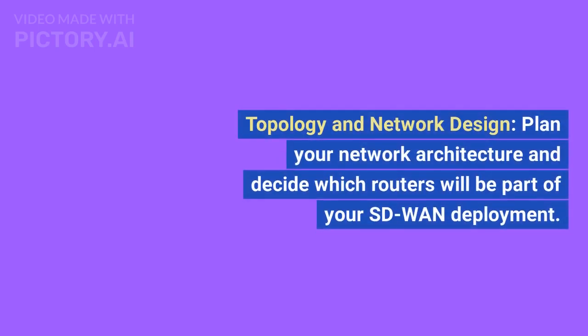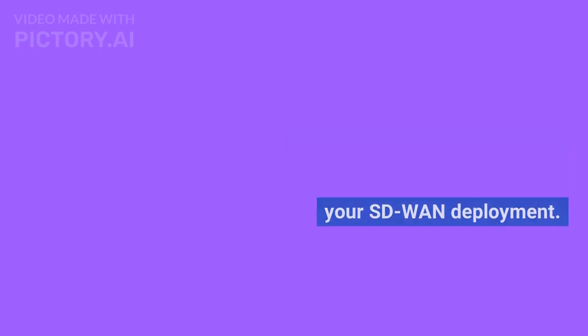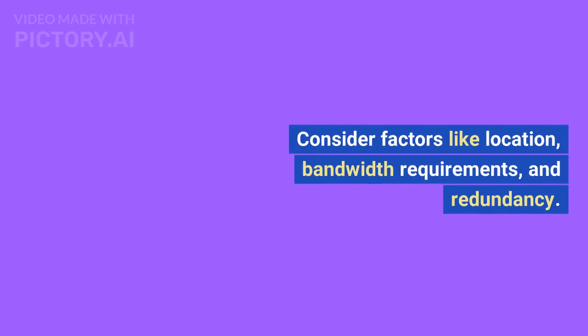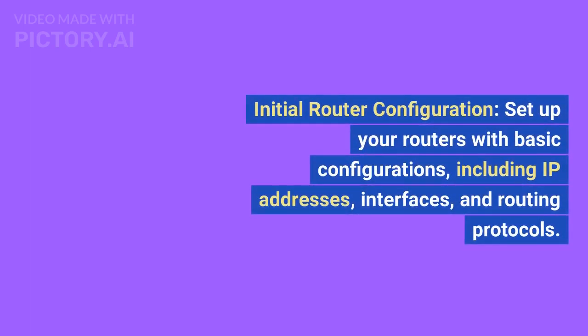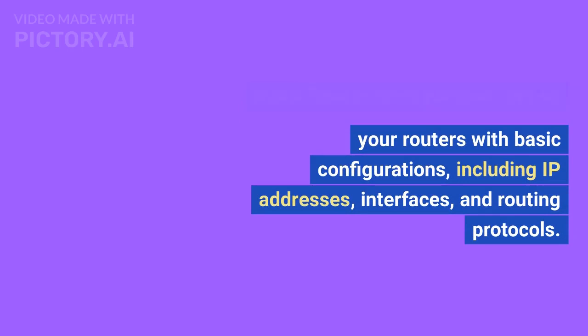Topology and network design. Plan your network architecture and decide which routers will be part of your SD-WAN deployment. Consider factors like location, bandwidth requirements, and redundancy. Initial router configuration. Set up your routers with basic configurations, including IP addresses, interfaces, and routing protocols.